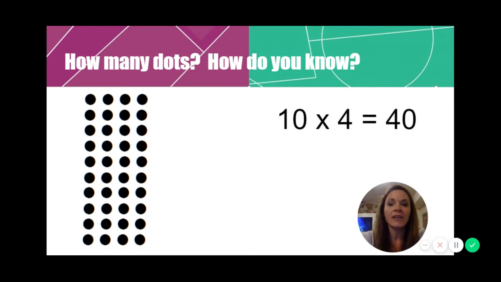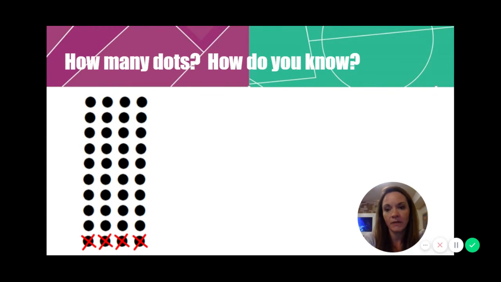Here we see 10 times 4, which equals 40. 10 times 4 is 40, and 4 times 10 is 40. Let's look at our next slide and see what's different. How many dots, and how do you know?